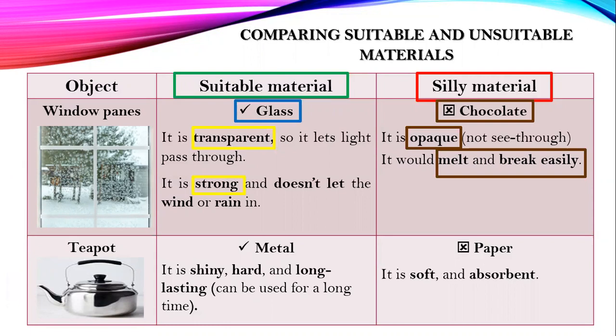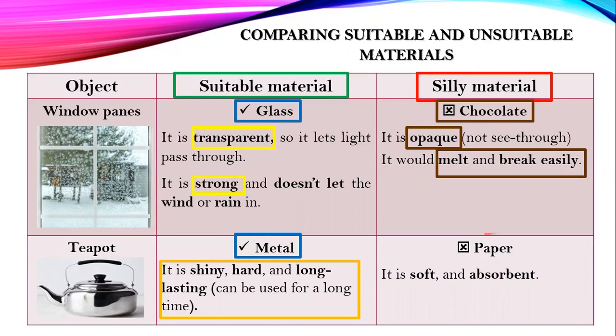Very good. Of course, metal. Metal is the most suitable material because metal is shiny, hard, and long-lasting. Do you know what's meant by long-lasting? Long-lasting means that you can use it for a long time without being worn out or break. So it would be very suitable for making teapots.